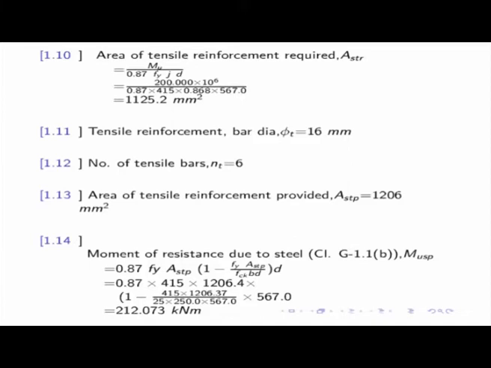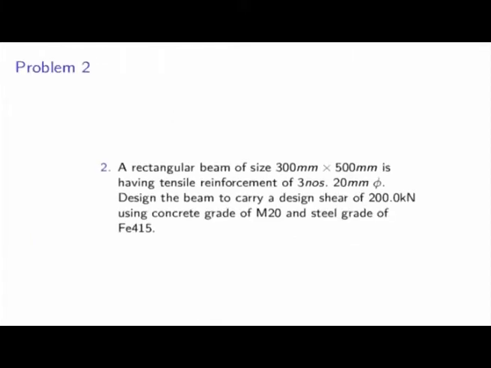So now let us come back to the next problem, because this one we were talking about longitudinal. Now let us come to problem 2. A rectangular beam of size 300 millimeter into 500 millimeter has tensile reinforcement of 3 numbers of 20 dia. Design the beam to carry a design shear of 200 kilonewton using concrete grade M20 and steel grade Fe415. So this is the objective here.